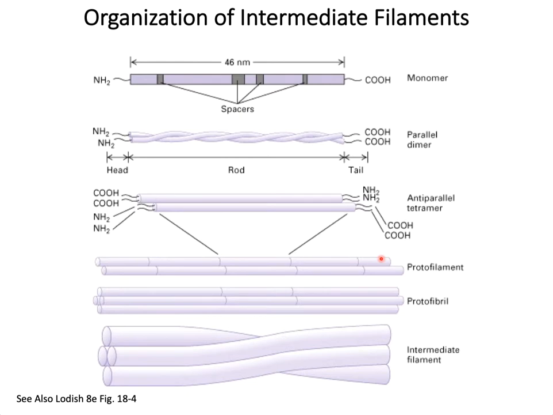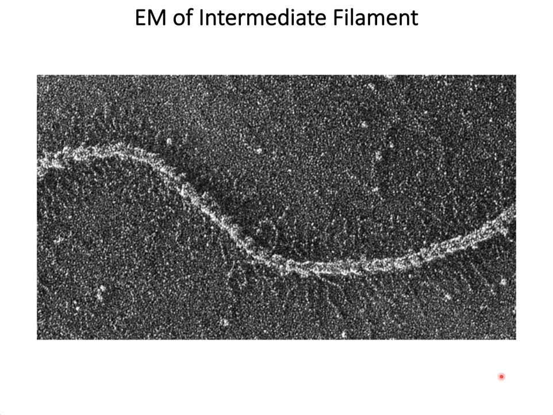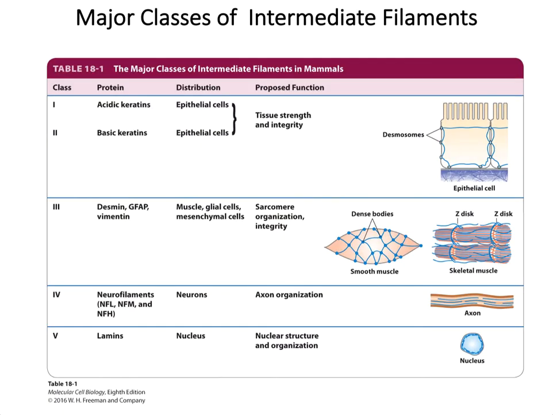Four of these protofilaments come together and they form a protofibril. And then four of these protofibrils come together to form an intermediate filament. Again, what is interesting is that there are a lot of intermediate filament monomers, but they all come together in the same way to form an intermediate filament. So they are fairly large. You can see them on the EM, and here is an EM of an intermediate filament.